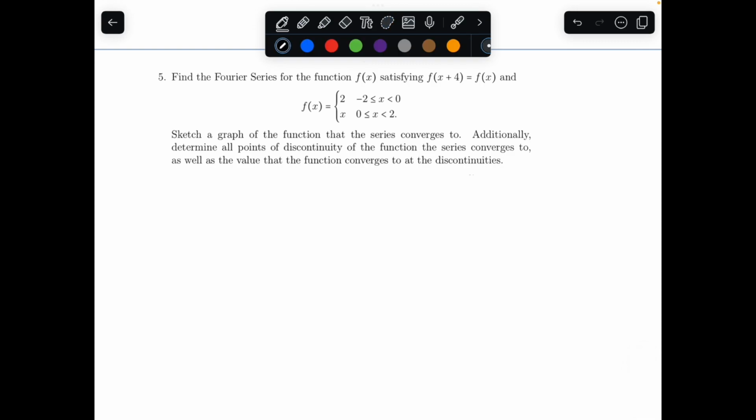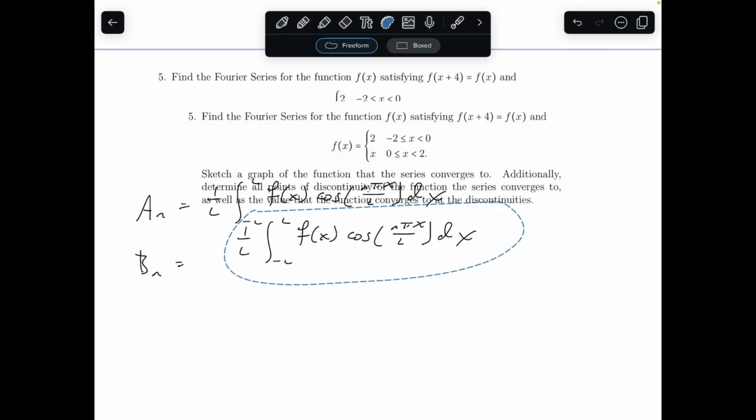Is just finding a Fourier series for this function here. So here, we make it periodic with period 4, but then we're going from -2 to 0, and then 0 to 2. In this case, this is not an odd function, it's not an even function, and so you have to use the formulas a_n equals 1 over L, integral from -L to L, f of x cosine n pi x over L. And then b_n is the same thing, but with sine.